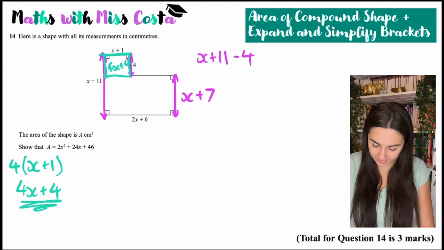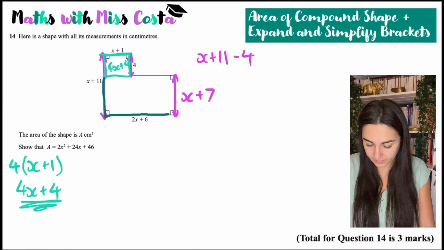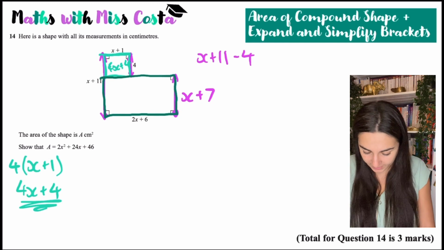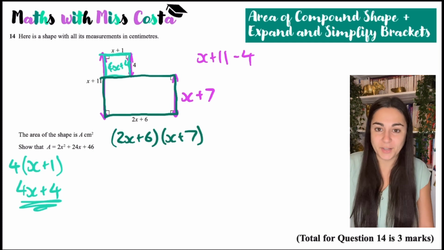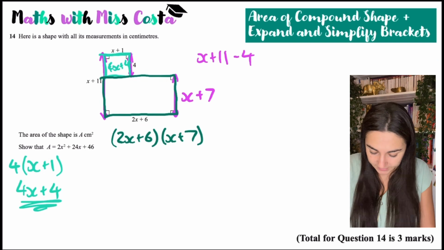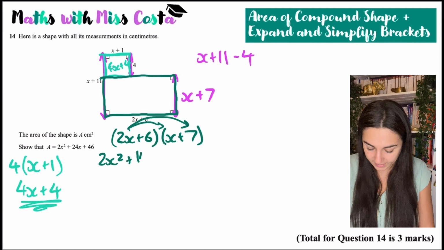And now let's work out the area of the other rectangle. So this part here. So I've got a length of 2x plus 6 multiplied by a length of x plus 7. So we've got brackets, so you're going to have to expand them. So 2x times by x is 2x squared. 2x times by 7 is 14x. 6 times x is 6x, and 6 times 7 is 42.